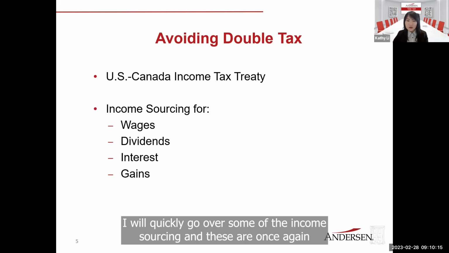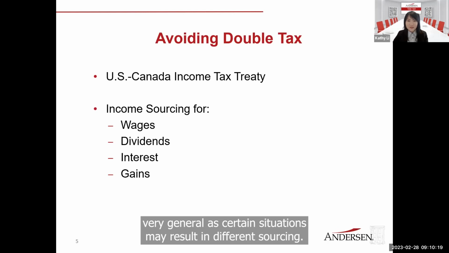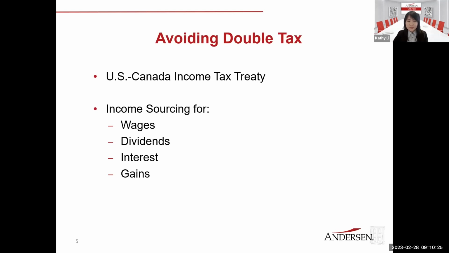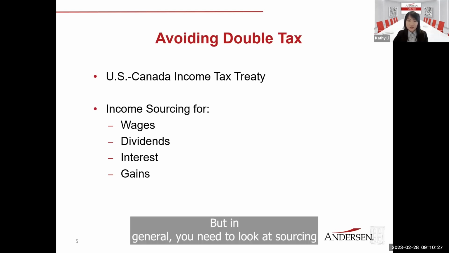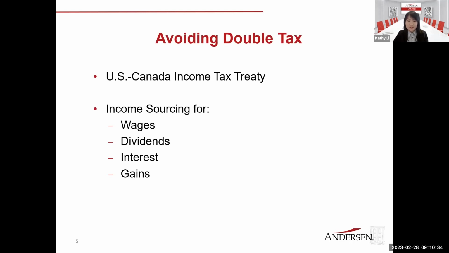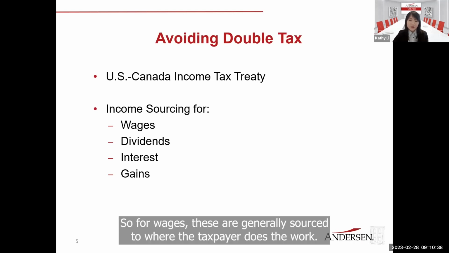I will quickly go over some of the income sourcing, and these are, once again, very general, as certain situations may result in different sourcing. But in general, you need to look at sourcing to determine who gets the first right to tax. And I'll go over the wages first. So for wages, these are generally sourced to where the taxpayer does the work.